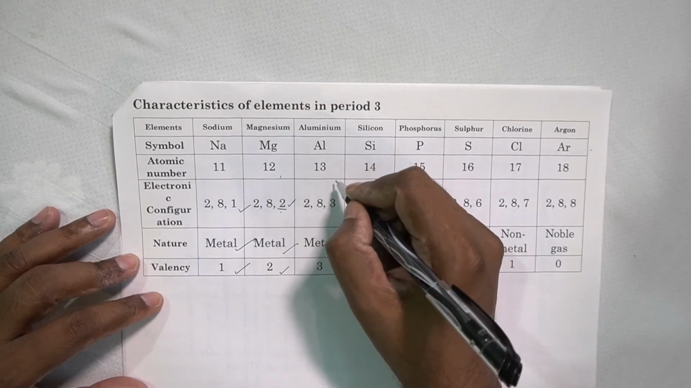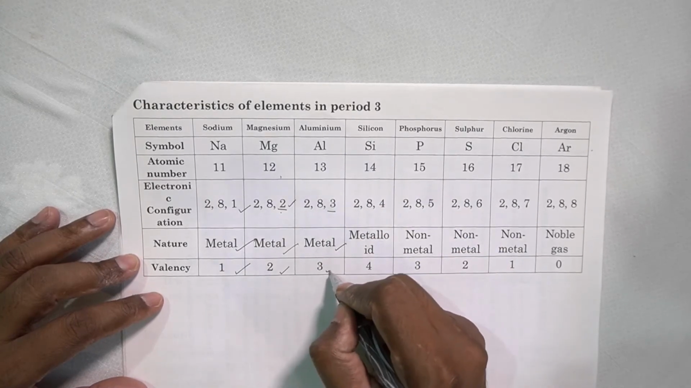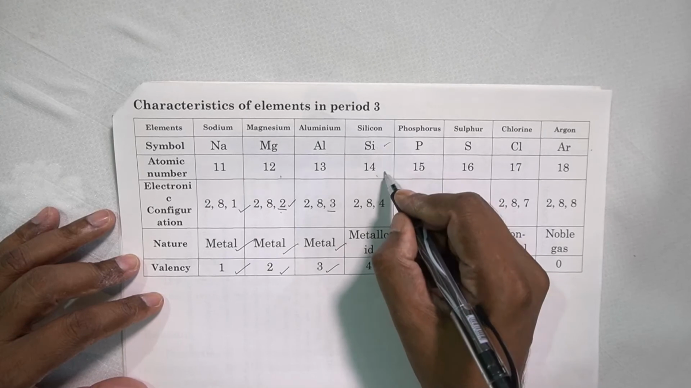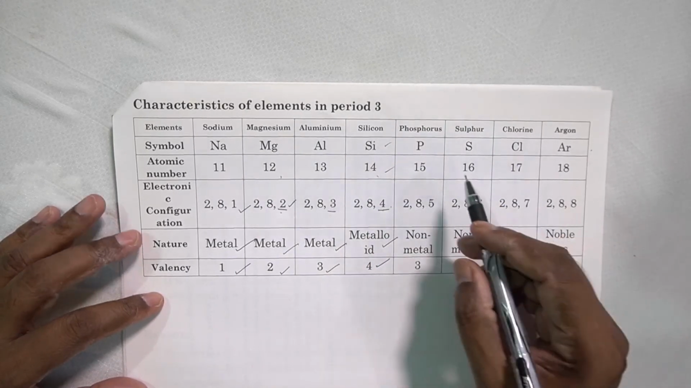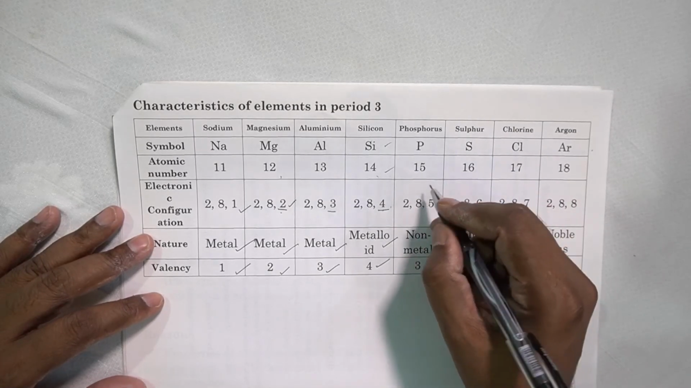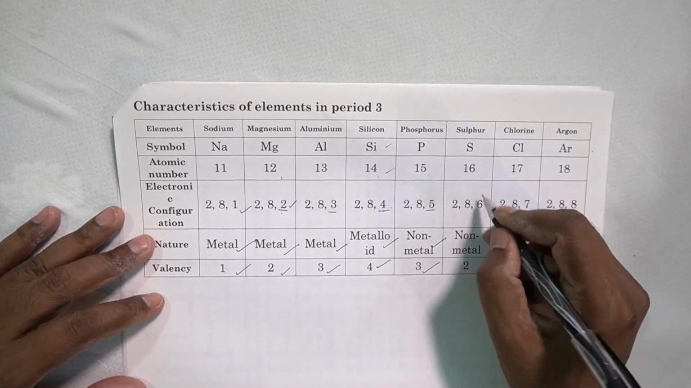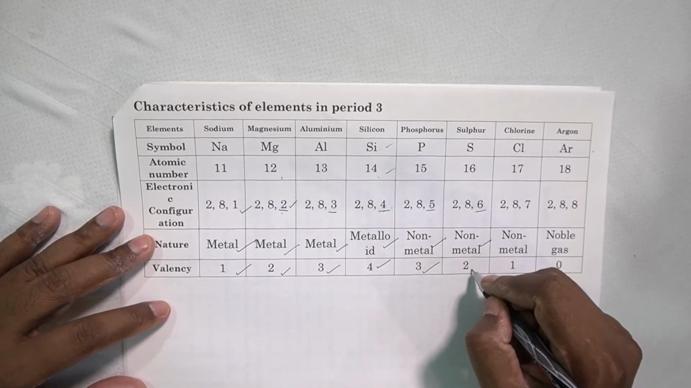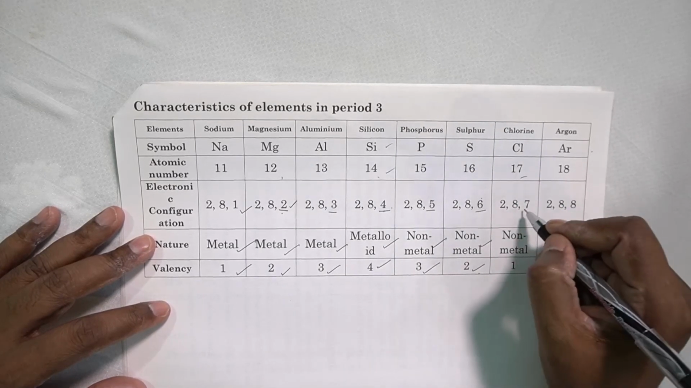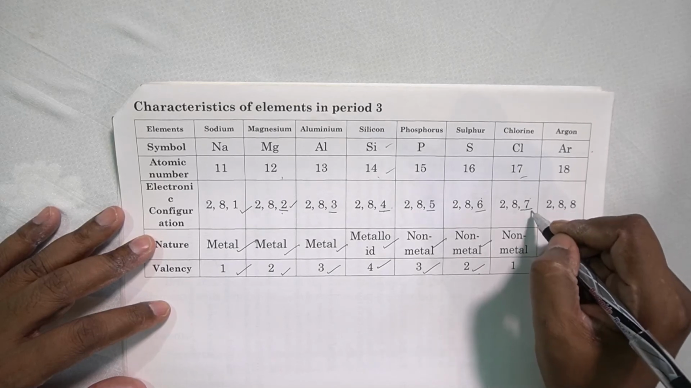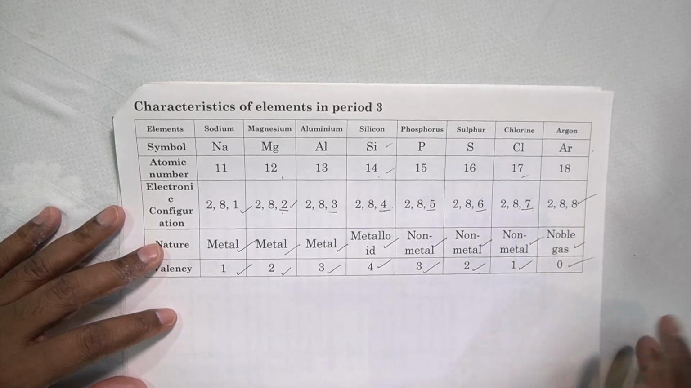Say what about aluminum? Valence electron is 3, therefore it's metal, valency is 3. Silicon is 14, 2, 8, 4, valence electron 4, valency 4, it's a metalloid. And phosphorus 15, 2, 8, 5, non-metal, valency 3. Sulfur 16, 2, 8, 6, non-metal, valency 2, because it will gain or share 2 electrons to reach octet. Now chlorine, 7 valence electrons, it needs 1 more electron. So valency is 1, non-metal. Argon is a noble gas, 2, 8, 8, valency 0.